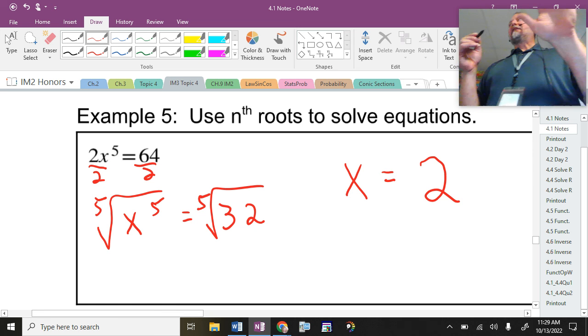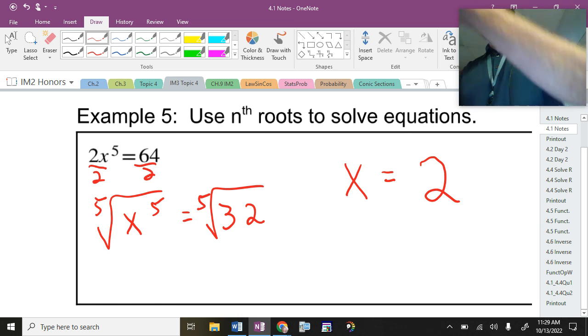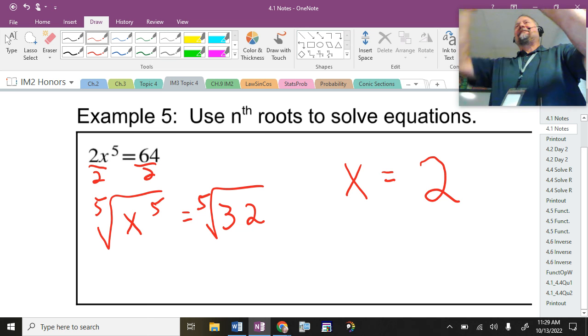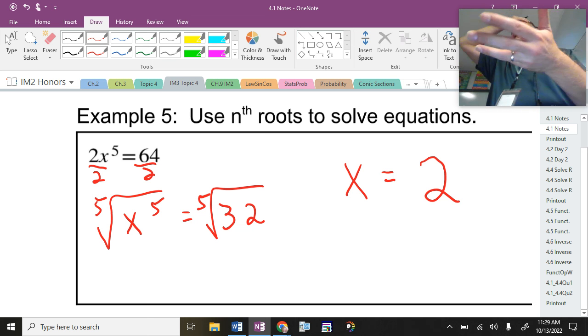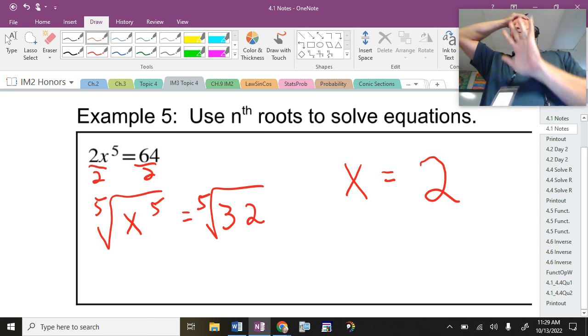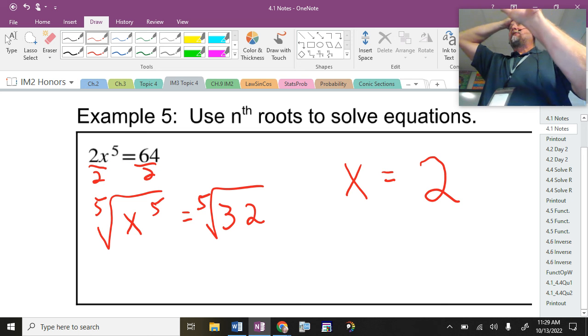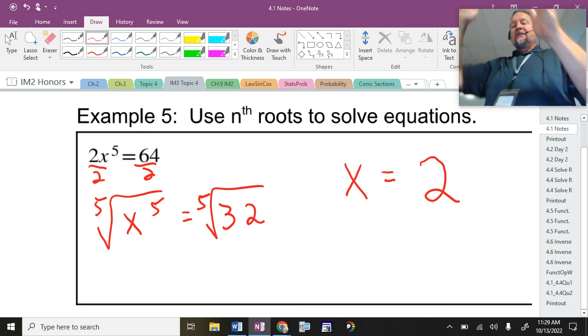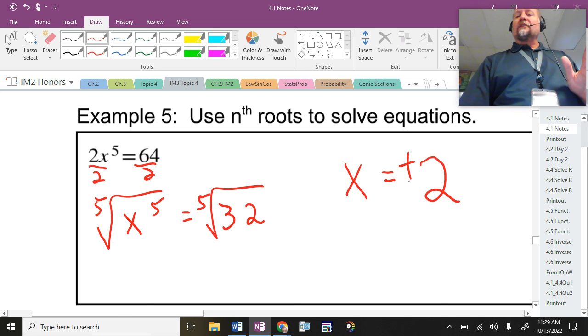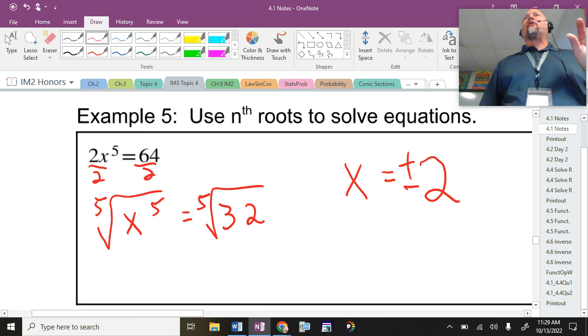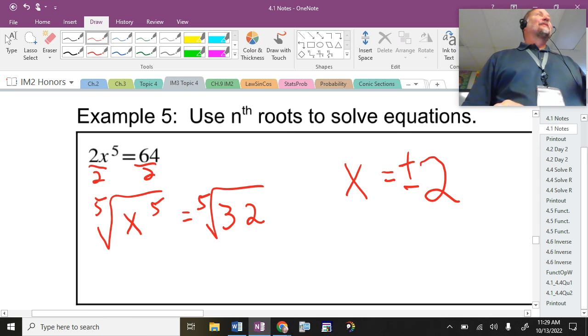Is it positive or negative? 3, 2, 1, go. No, a negative to the fifth power is what? This is awful. Are you guys sabotaging my video? What's a negative to this? What's going on? So negative times a negative times a negative times a negative times a negative is a what? Negative. So does negative 2 also work for this equation? Yes or no? No.